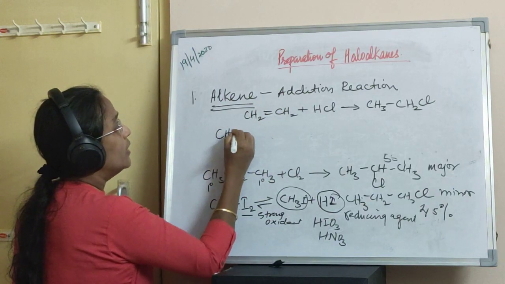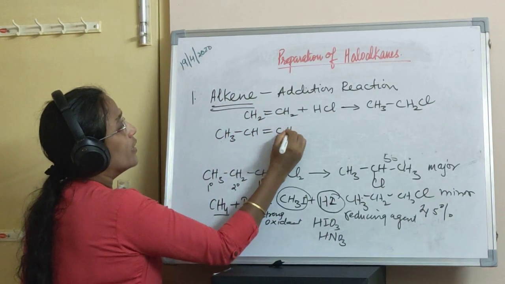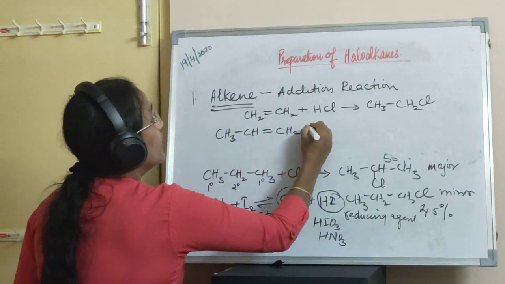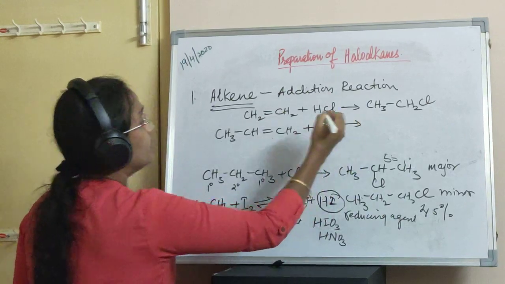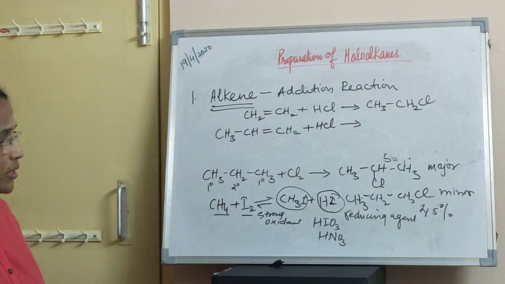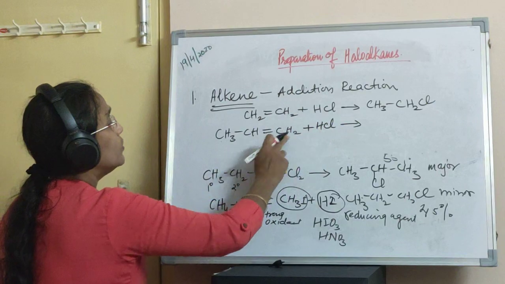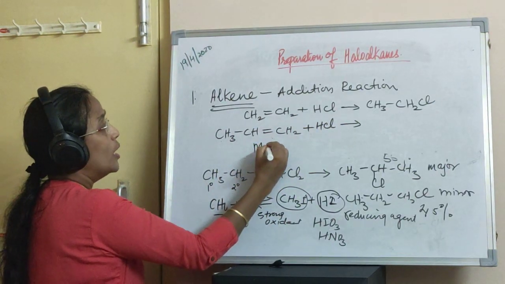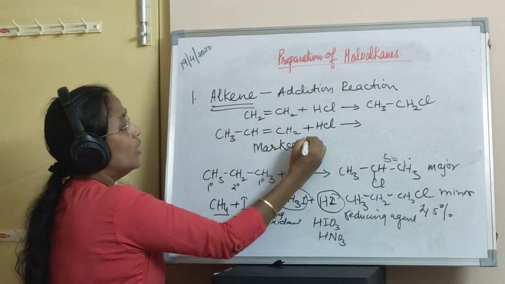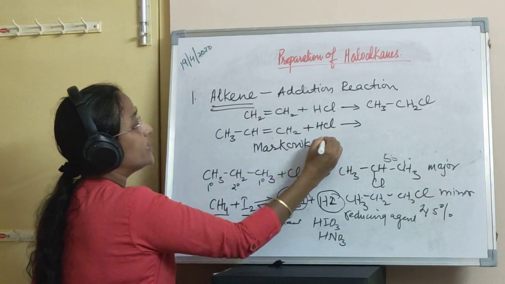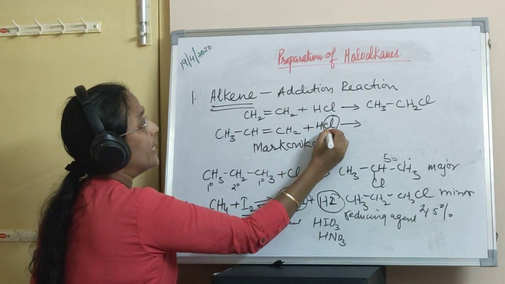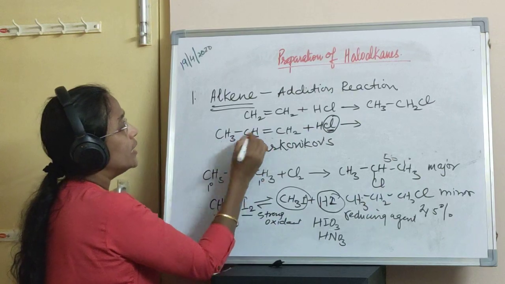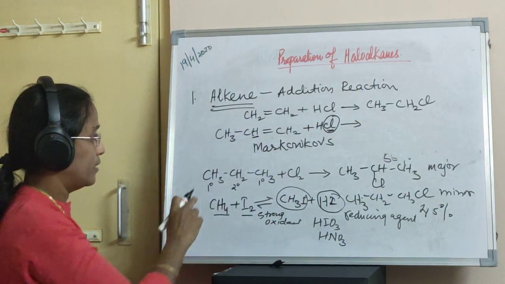But when we take an unsymmetrical alkene like propene and add HCl to this unsymmetrical propene, we know that here Markovnikov's rule is followed. What is Markovnikov's rule? It says that the negative part of the addendum goes to that carbon of the double bond which contains less number of hydrogen atoms.